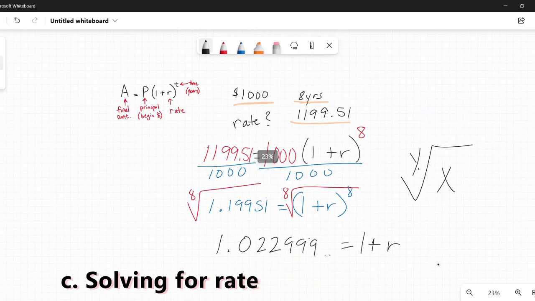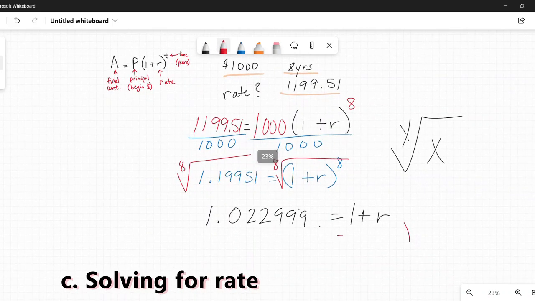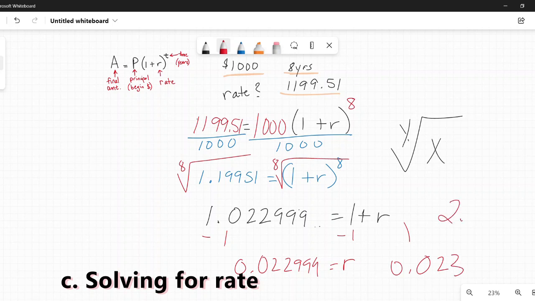So finally, to solve for r, we are going to subtract 1 from both sides, and we get r equals 0.022999. So we can definitely round this, and it's going to be 0.023 or 2.3%. So when you're solving for that rate, you're going to be using roots.